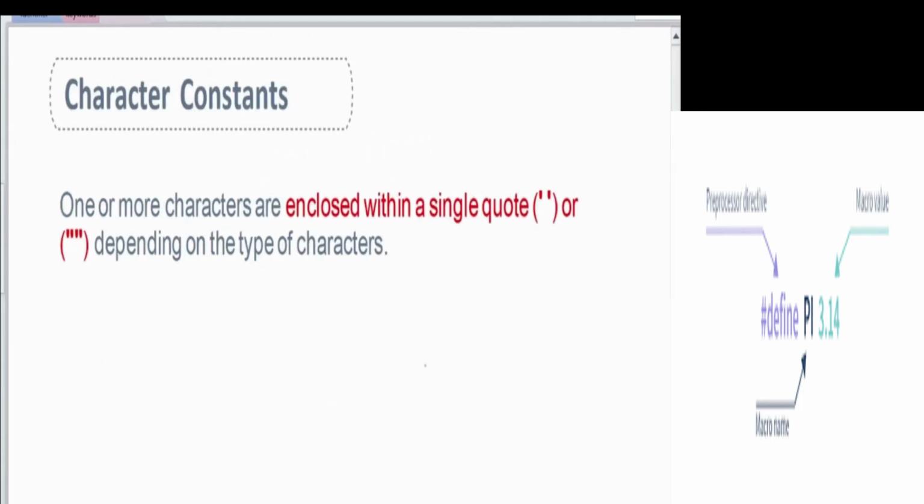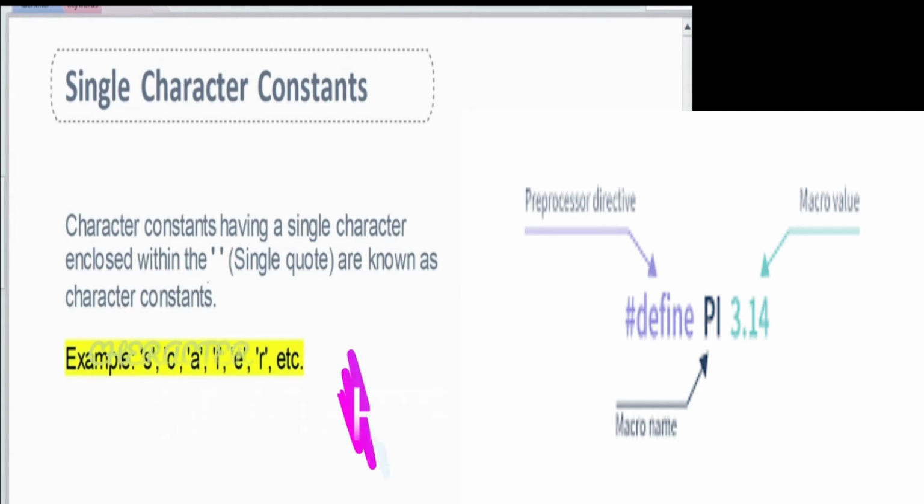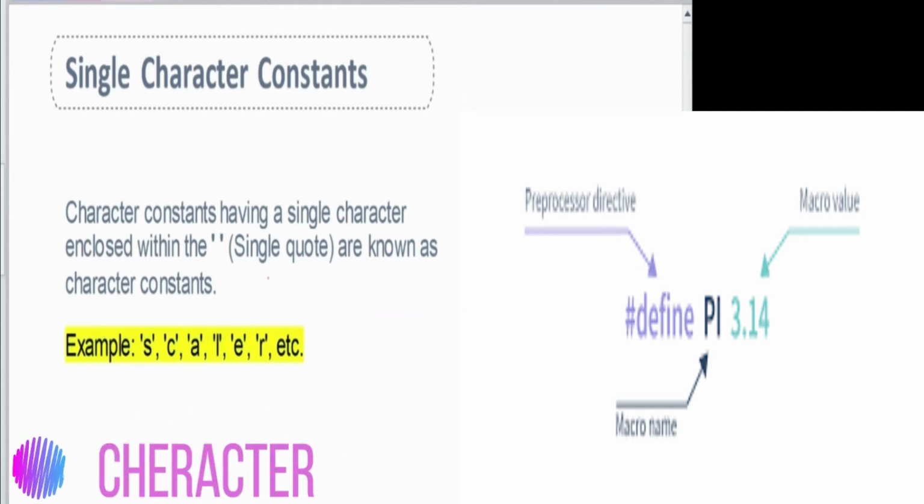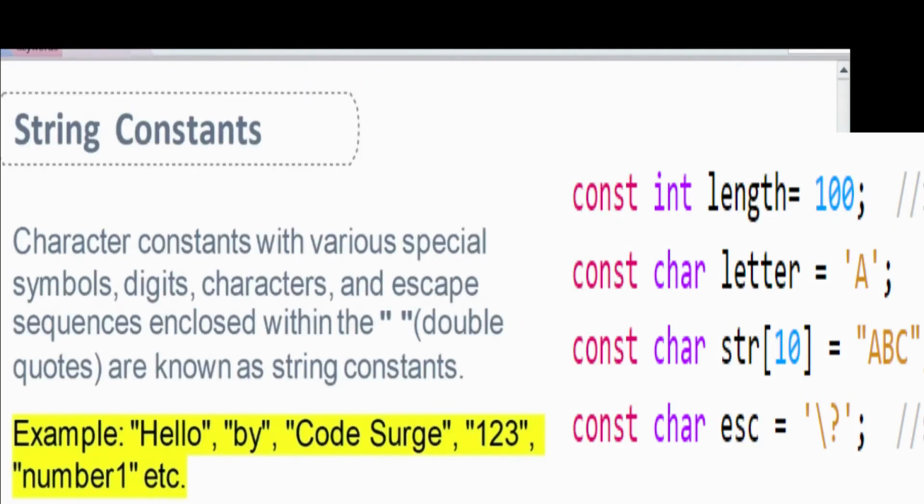Now the character constants are enclosed within single quotes or double quotes depending on the type of characters. Single character constants having a single character enclosed within single quotes are known as character constants. For example, a single character enclosed within single quotes like S, C, A, L, E, R, etc. are known as single character constants. Constants with various special symbols, digits, characters, and escape sequences enclosed within double quotes are known as string constants.